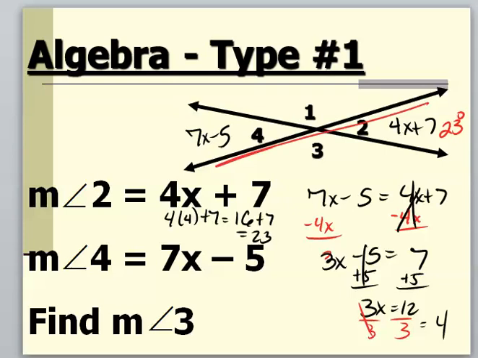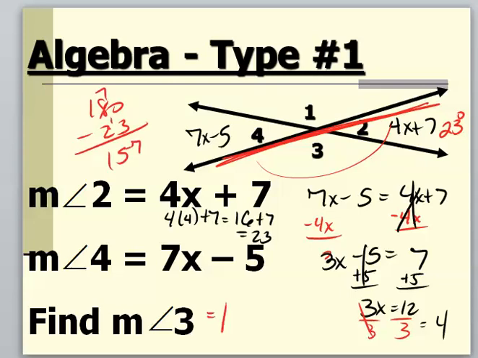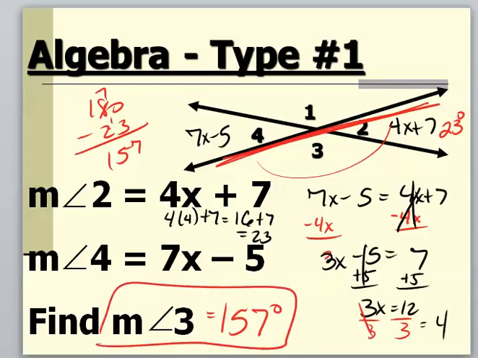To find angle 3, 2 and 3 make a linear pair. They should add up to 180. So 180 minus 23, if you need to, you can borrow, means that the measure of angle 3 would be 157 degrees. When you solve these problems, the best thing to do is to look at the two angles given, do what you know you should. Are they equal or do they add up to 180? And then worry about what they're asking for after you've solved for x.